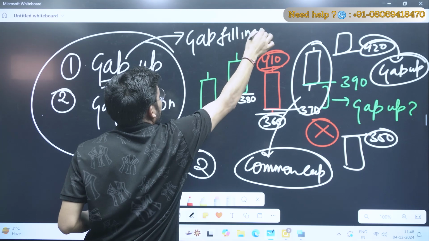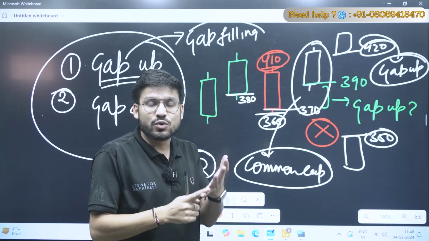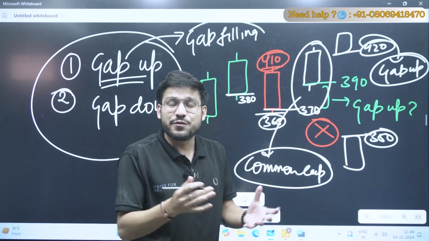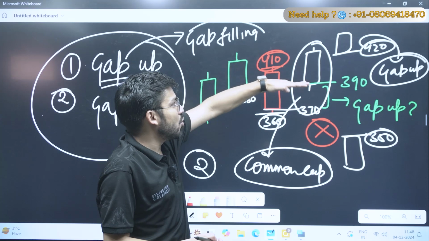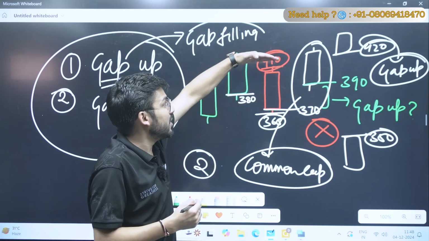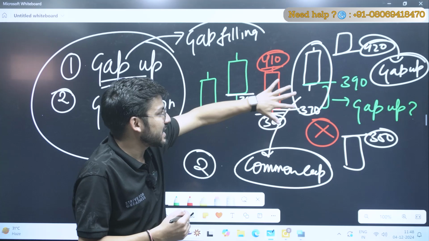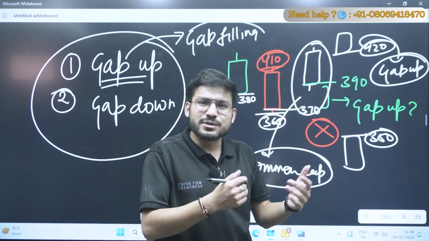If the market comes back to fill the gap, that is the time when you can enter the trade, and that trade will work efficiently for you. Now the second thing: if my market is opening, but not above the high or below the low of the previous day, and still there is a gap up, that is a common gap in the market, and the market usually comes back to fill that gap.